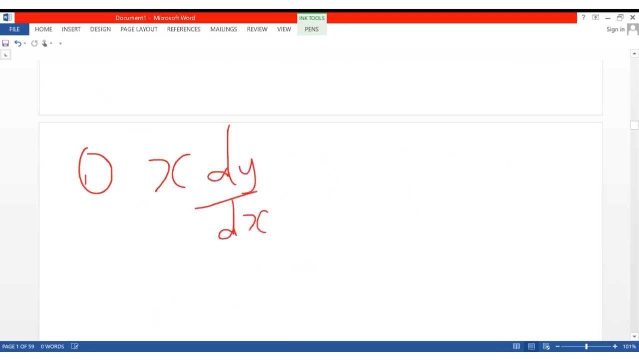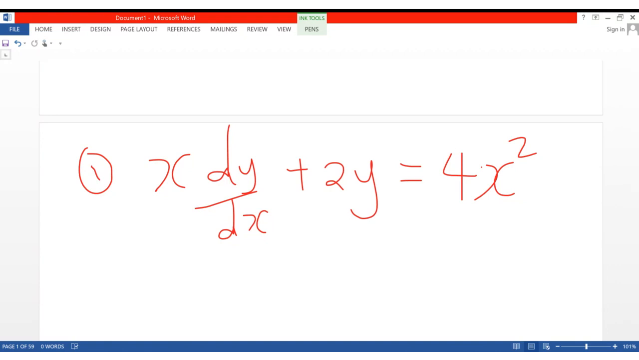Let's solve this equation using the integrating factor method. That one there. So we solve that one, number one. For us to be able to solve this equation, we have said the coefficient of dy/dx has to be 1. Has to be 1.